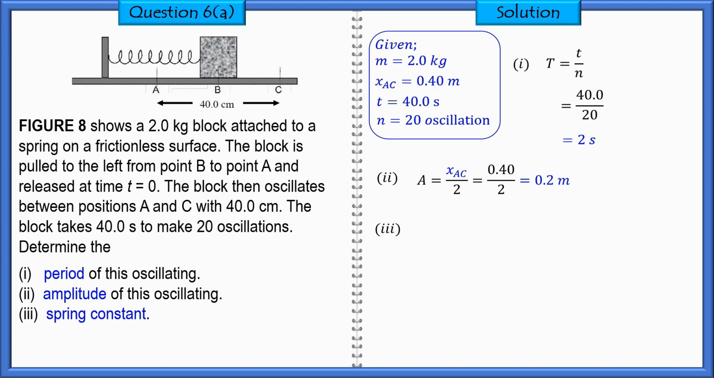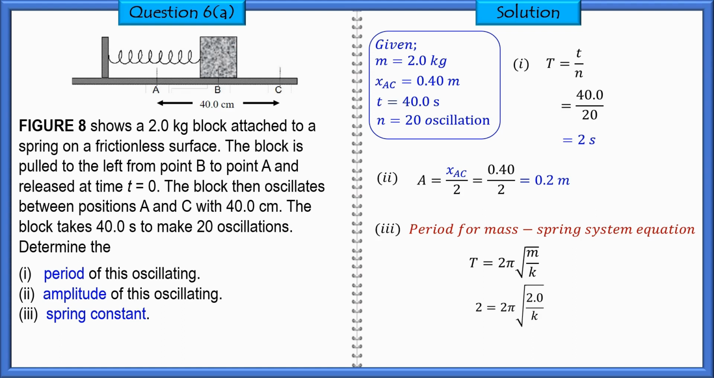And question number 3, you need to calculate the spring constant. Spring constant is represented by k. The equation that relates to the spring constant is the equation for the period of the mass spring system, which is T is equal to 2 pi square root of m over k. You substitute the T and m, the mass of the block, and when you calculate, you will get the spring constant k is equal to 19.74 Newton per meter.